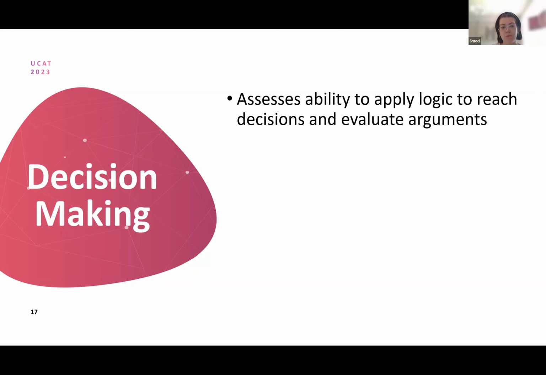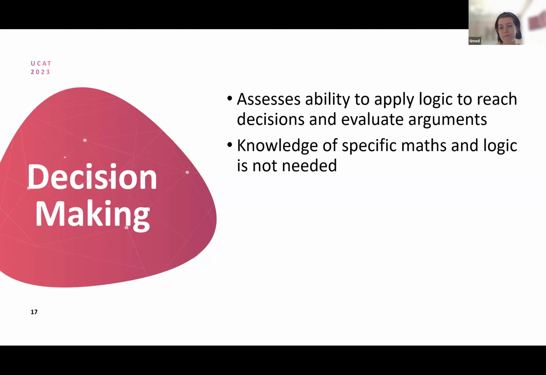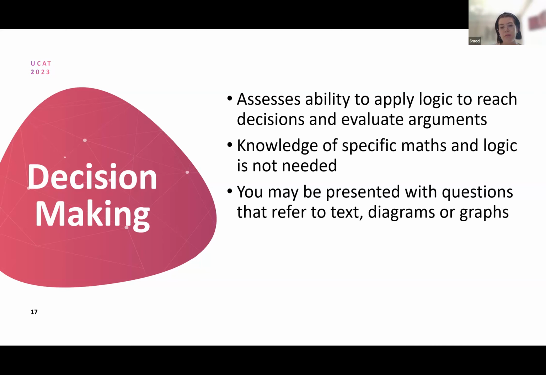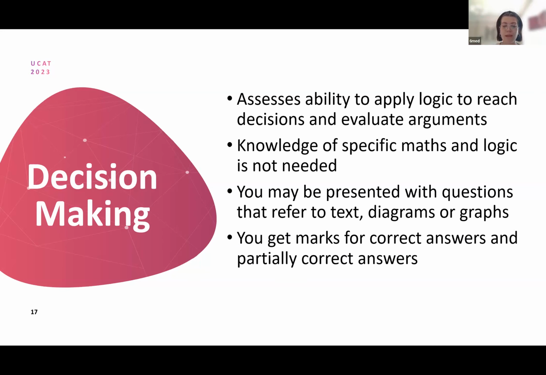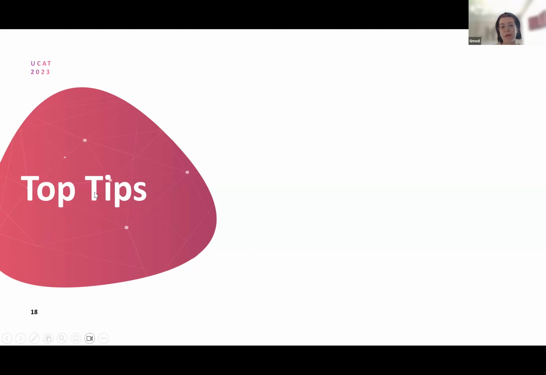The reason decision-making is important should be pretty obvious. You need to be able to make logical conclusions and evaluate arguments when you're a doctor. But you don't really need to know anything for decision-making. It really is just pure logic. And you can get lots of different questions that might refer to text, diagrams, or graphs. And in decision-making, you can get full marks and also half marks, depending on what you answer. And again, no negative marking.